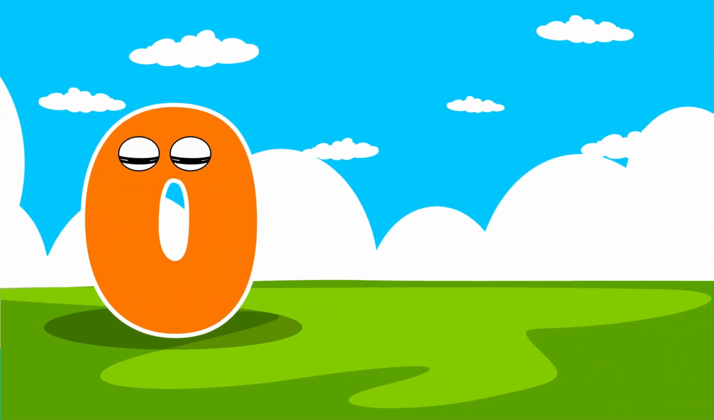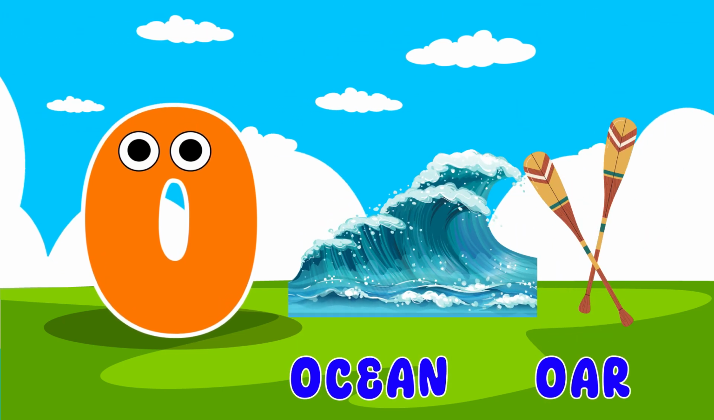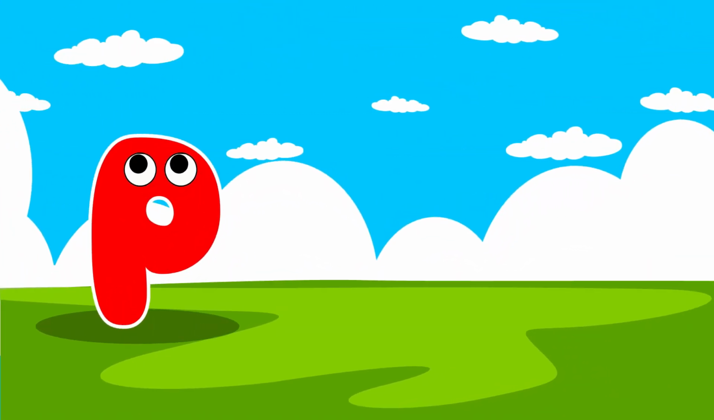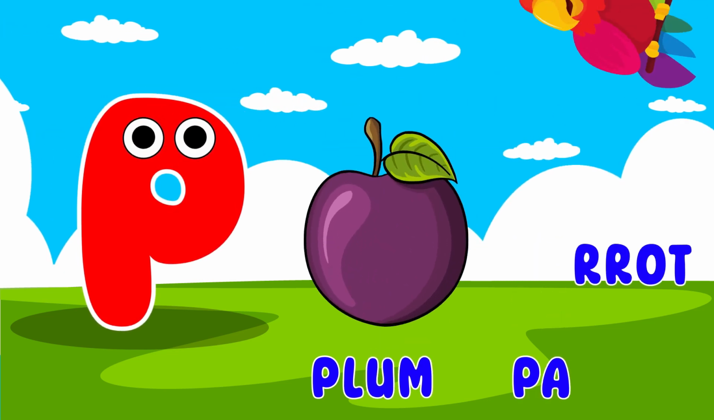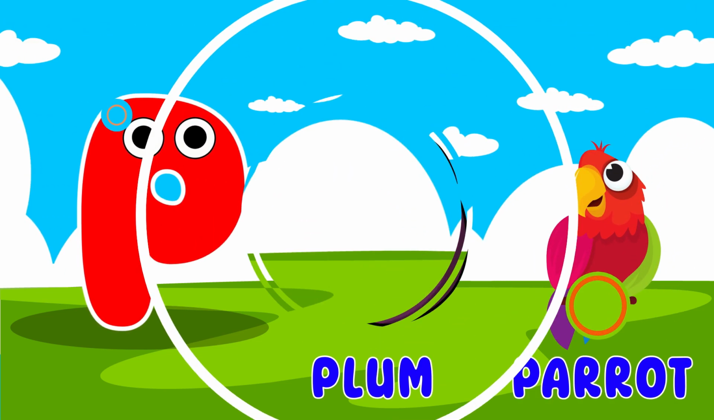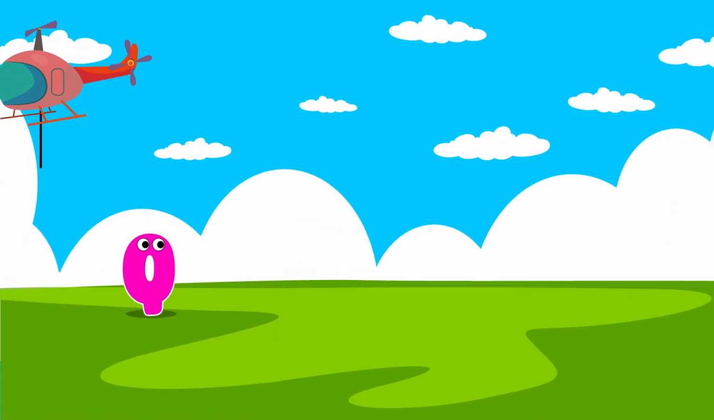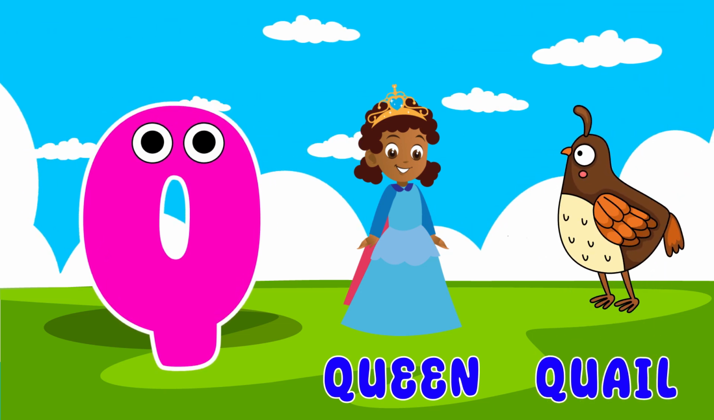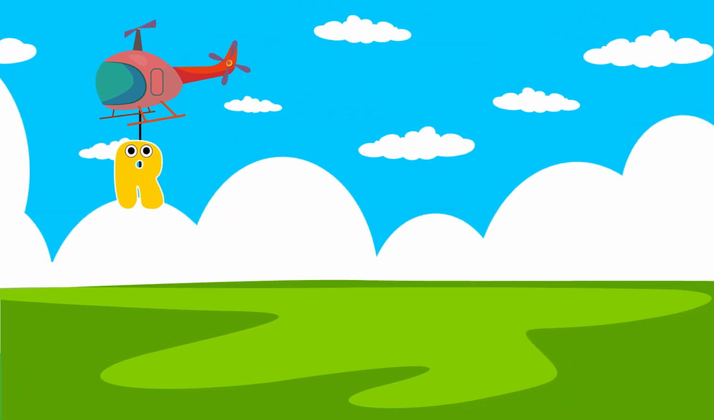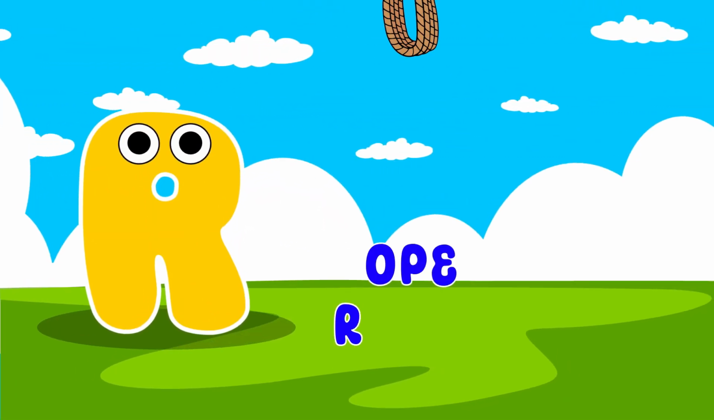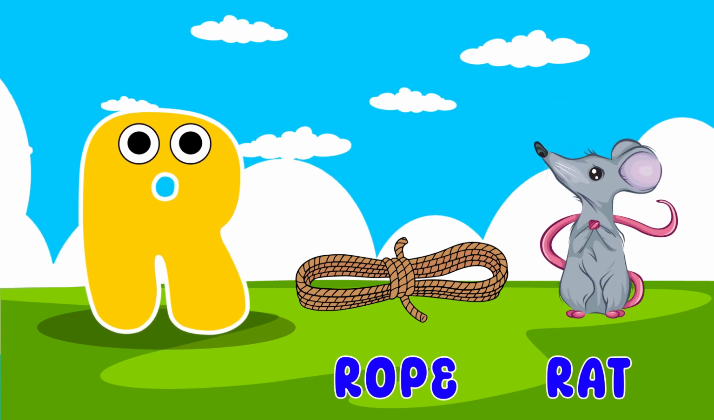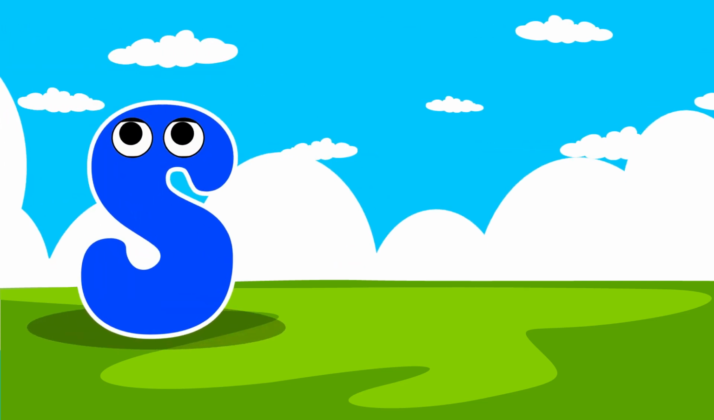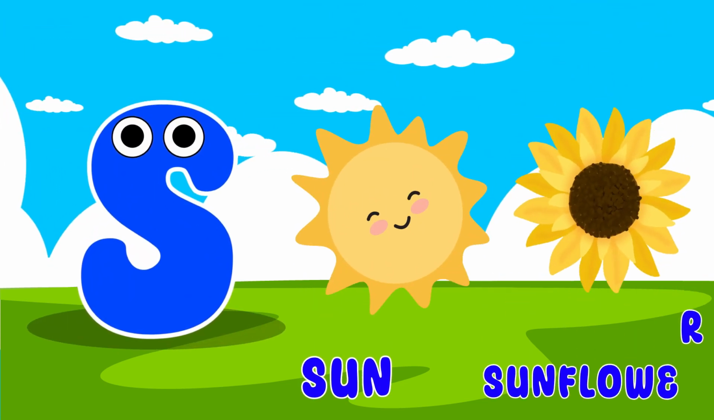O. O for ocean. O for oar. P. P for plum. P for carrot. Q. Q for queen. Q for quail. R. R for rope. R for rat. S. S for sun. S for sunflower.